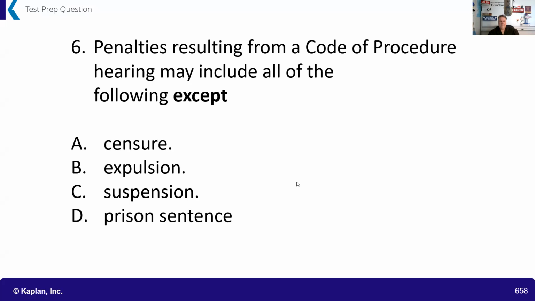The cop, you do bad things, the cop. Code of procedure handles trade practice complaints. That's FINRA's Department of Enforcement. They can censure you, that's a written disapproval of your conduct. They can expel you. They can suspend you. They don't have a badge and a gun. Stupid, but testable. They can't throw you in jail.